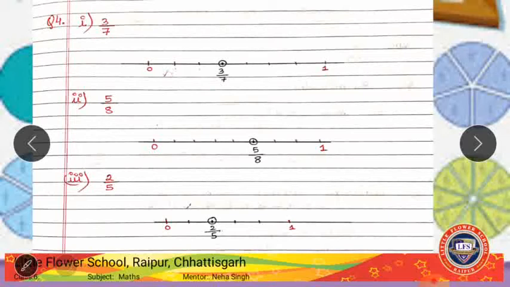First, we will draw a line and mark the 0 point. Then we will see the denominator. Since the denominator is 7, between 0 and 1 we will make how many parts? 7 parts. How many parts we make depends on the denominator of the number given. Here it was 7, so I have made 7 parts.